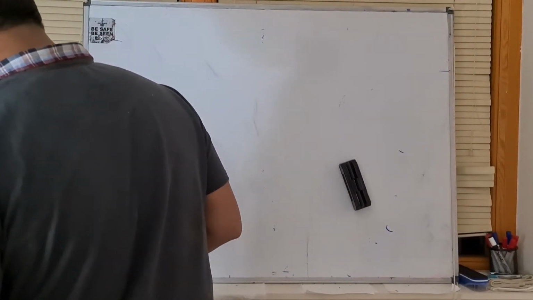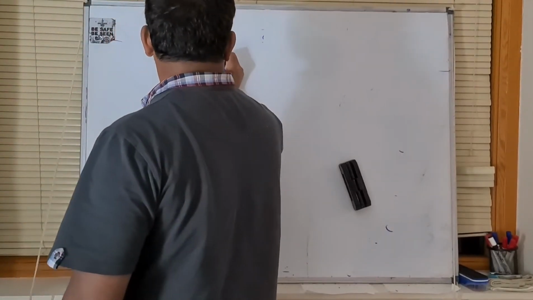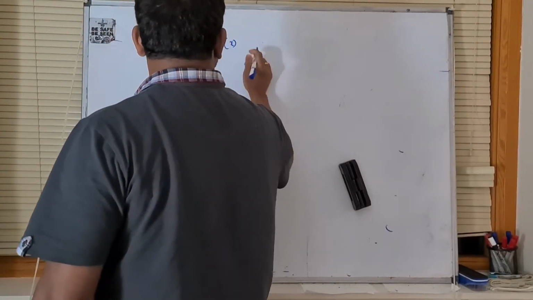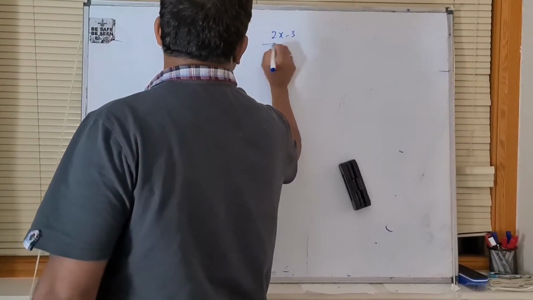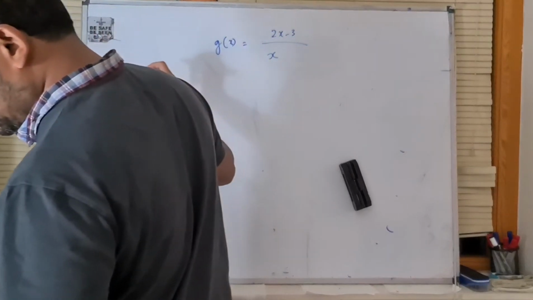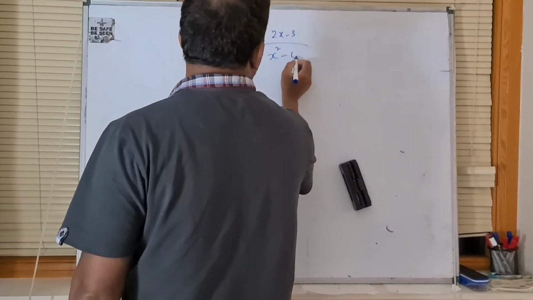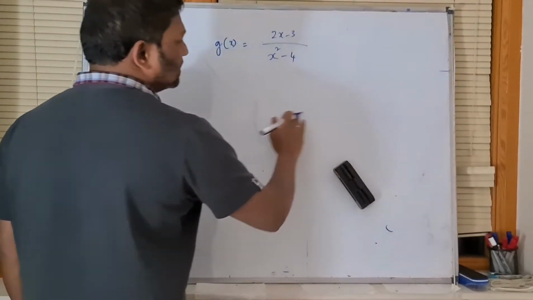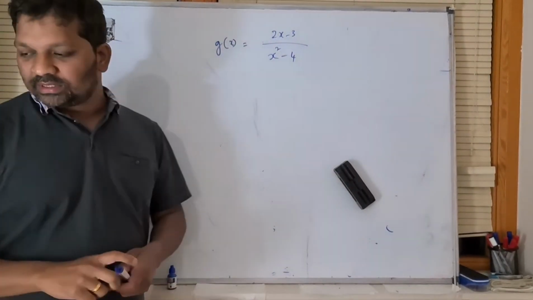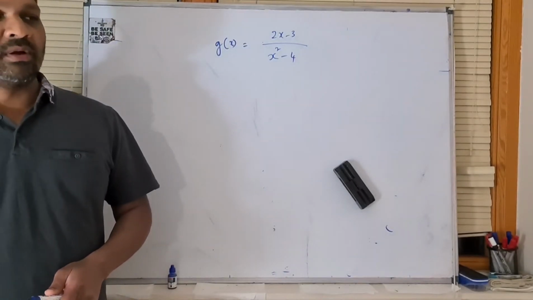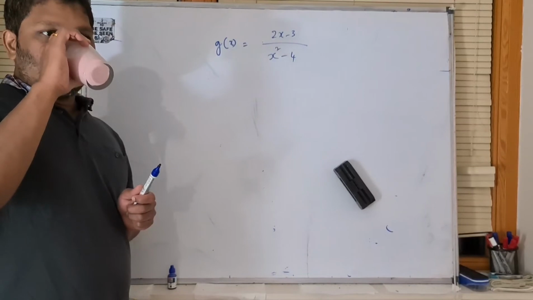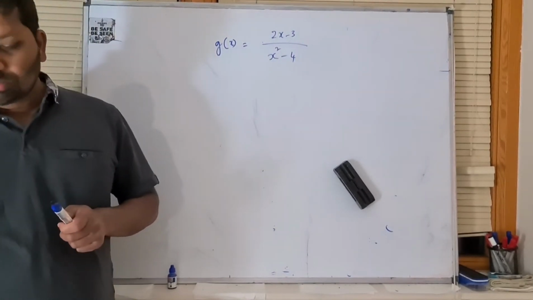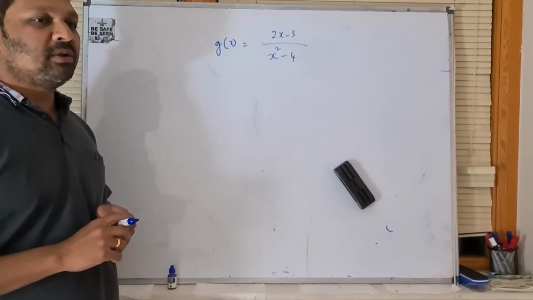Differentiate this function with respect to x. Say, for example, g of x is given as 2x minus 3 by x square minus 4. I won't do it in detail, but you tell me the procedure. If you explain the procedure, that means you know how to do it. What rule are you going to apply here? What formula are you going to apply here?